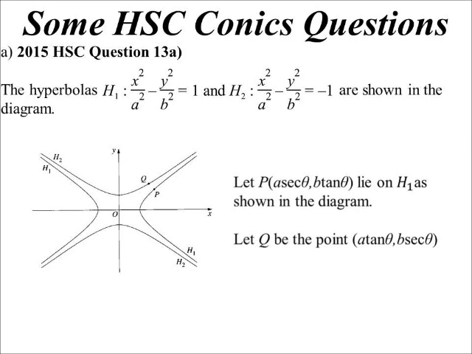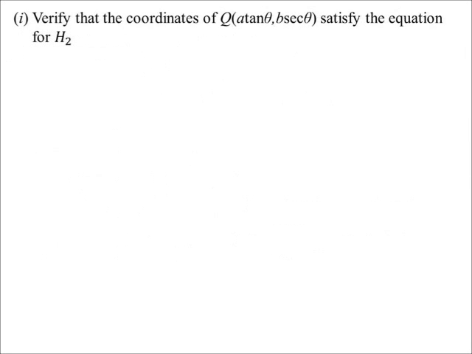So last year in question 13, so remember there's 10 multiple choice, then we have 6 15-mark questions after that. So 13's about midway there, isn't it? Diagram gave us 2 hyperbolas, which they've cleverly called H1 and H2. The first one it equals 1, the second one it equals -1. Okay, so P lies on the first one, and then Q, well, we don't know where it lies because the first part is to verify that Q lies on the other one.